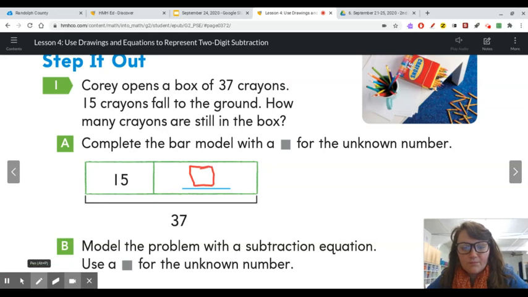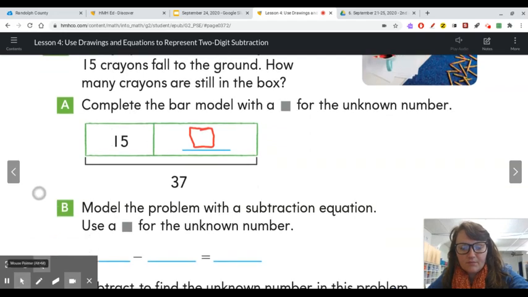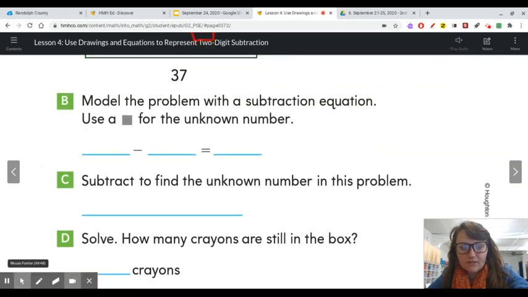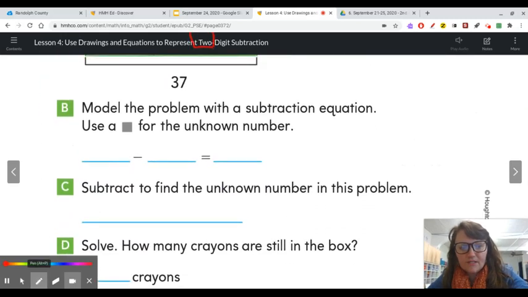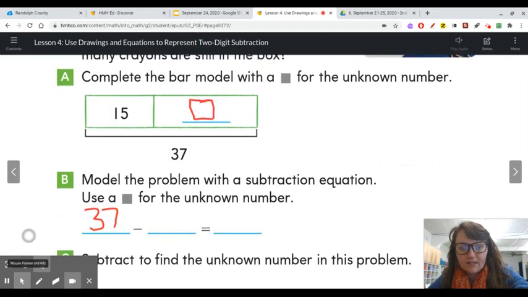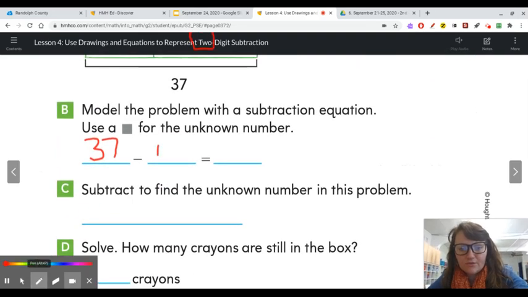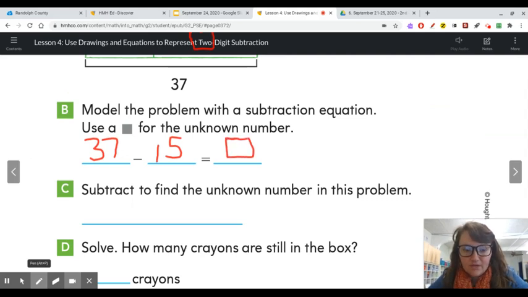Just for me, I like using question marks, but in this book, they like to use boxes. But anyway, then it says model the problem with a subtraction equation. So let's look at our numbers again. So we have 37 as our total. So 15 of them fall on the floor, right? So you're going to put 15 and then something as your unknown. So now we're going to subtract to find the unknown number in this problem.